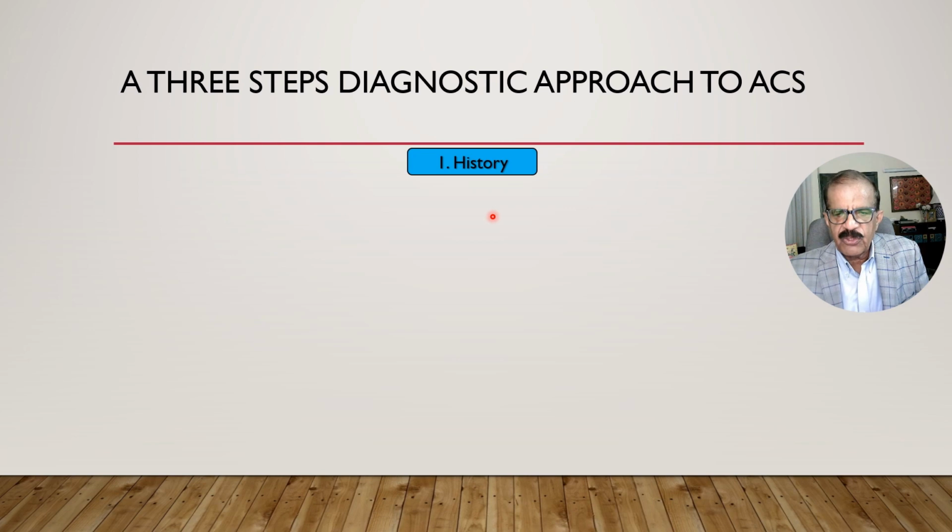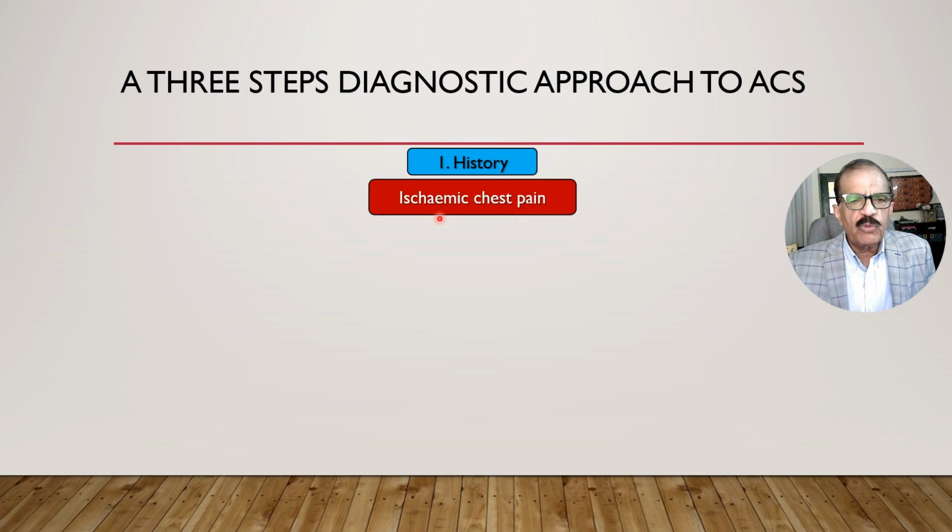First of all, you take history. Of course, you don't want to waste time. If the patient complains of chest pain, you want to remain focused on the chest pain and associated symptoms. On the basis of history, if you think that this is ischemic chest pain, the next thing you do is to record an ECG. And I think as a physician, you should learn how to record an ECG also. There may be a situation where you do not have an attendant, you may not have a nurse. So I think you need to learn how to record an ECG. ECG can give you immediate diagnosis.